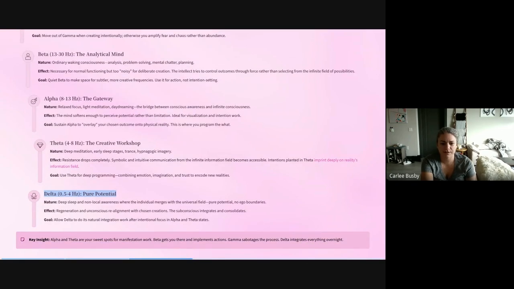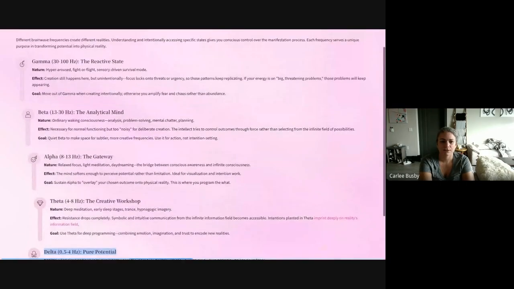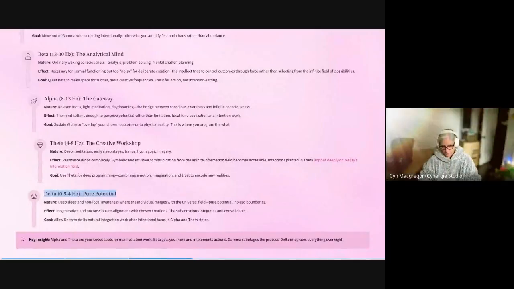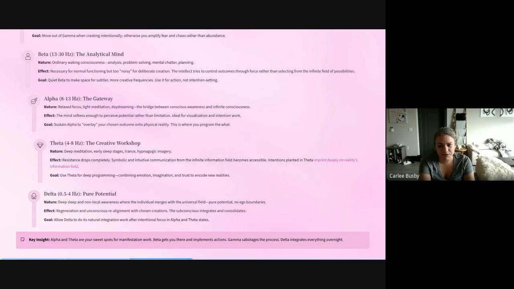Yeah, here we go. There's the summary. Alpha and theta are your sweet spots for manifestation. Beta gets you there and implements the actions. Gamma sabotages your process, and delta integrates it. So that's the case for sleep being important. Sleep is very important, right? If you don't get any sleep, then you're also not integrating everything from the day.